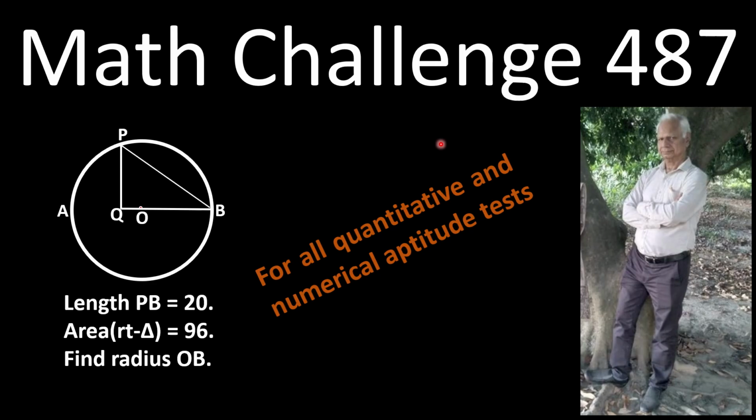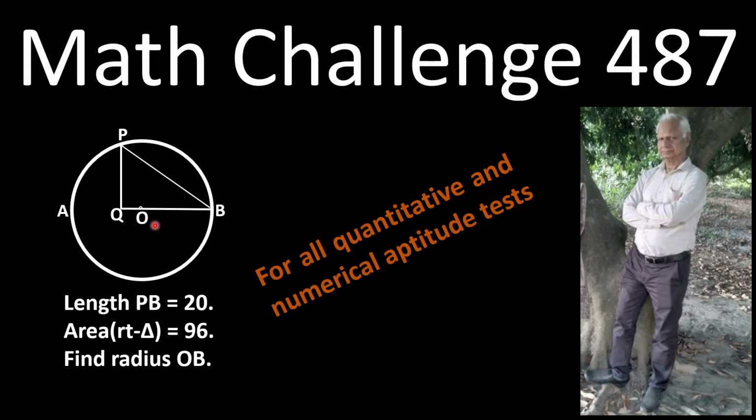In Math Challenge 487, we have a circle with center O. And we have two line segments, QB and PQ, and they are at right angles. So PQB is a right angle triangle. The hypotenuse PB is equal to 20 units and the area of this right angle triangle is 96 square units. And we have to find the radius OB.